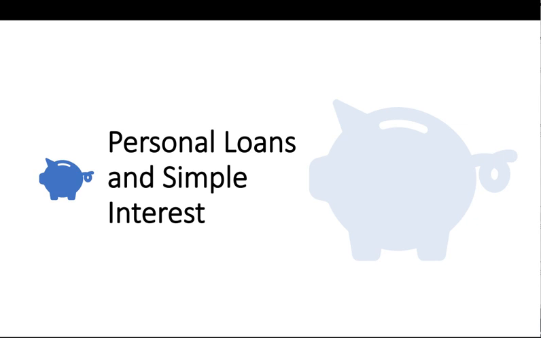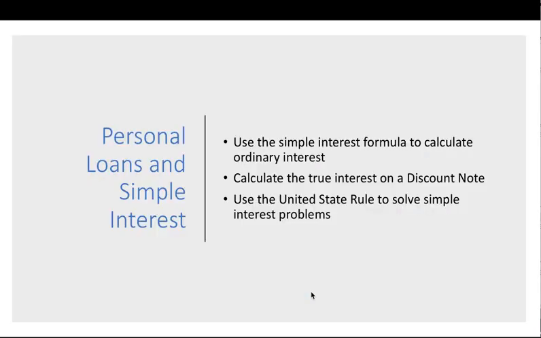In the second section of our unit on consumer math, we're going to be talking about personal loans and simple interest. So what we're going to do in this video specifically is learn how to use the simple interest formula to calculate ordinary interest. We're going to calculate the true interest on a discount note, and we're going to use the United States rule to solve simple interest problems.